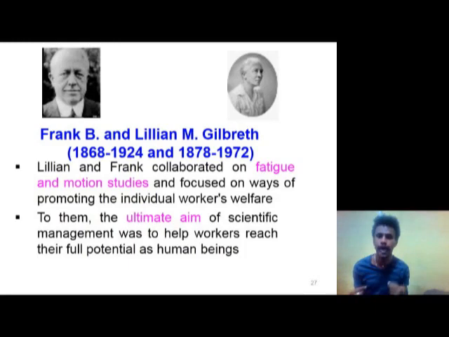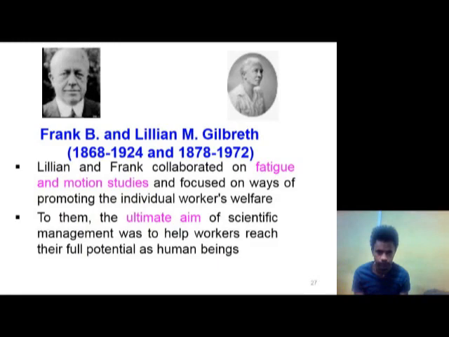And for these guys, the ultimate aim of scientific management is to help the workers. Okay? So as to help the workers reach their full potential. Perhaps workers get tired day by day, but they're not effective.